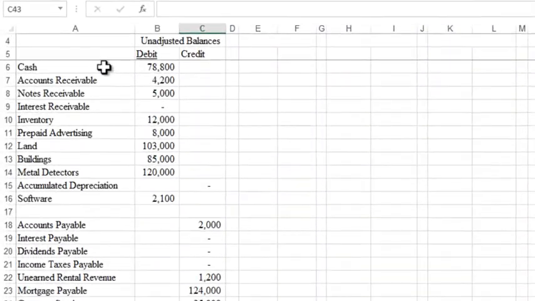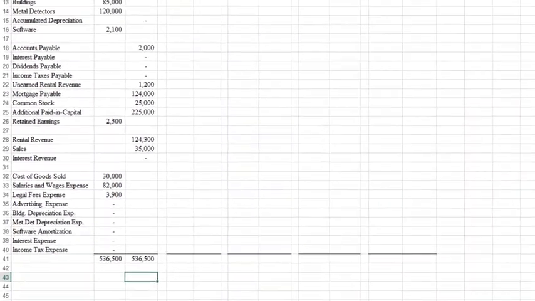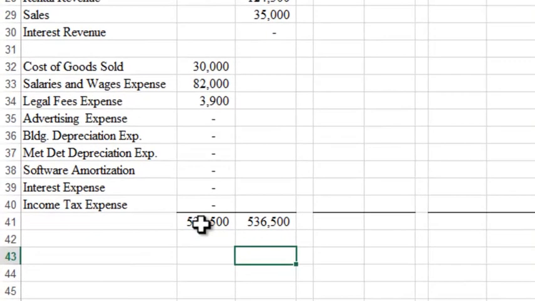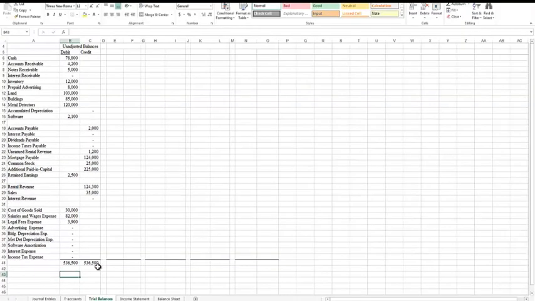Then you carry over all the account titles to another page and create a column for debits and a column for credits. You put in the balance of each account and then just add up the columns. And you can see that we have $536,500 of debits. We have the same amount for credits. So we know that we've done everything correct so far because our debits equal our credits. And now we're ready to go on to the next step in the accounting cycle, which will be adjusting entries.